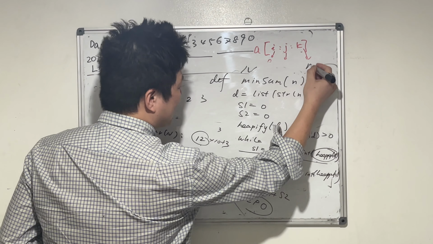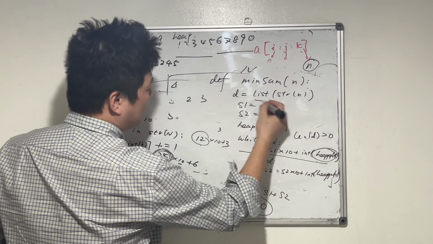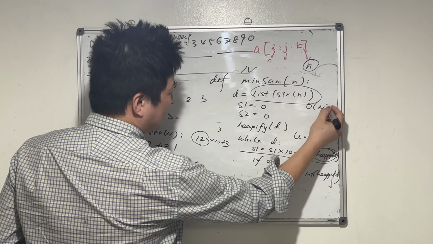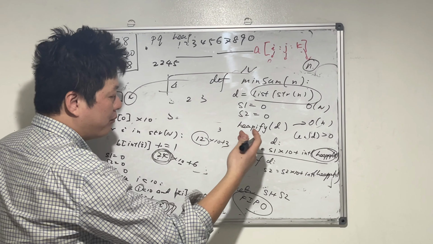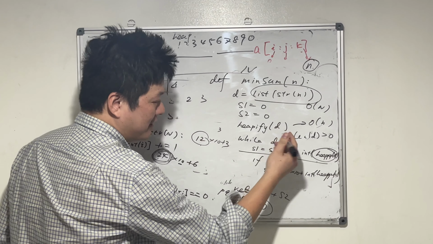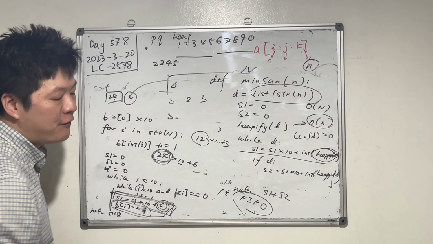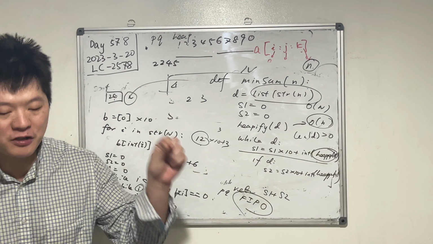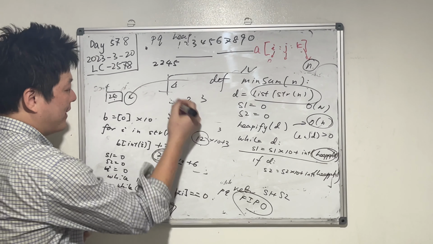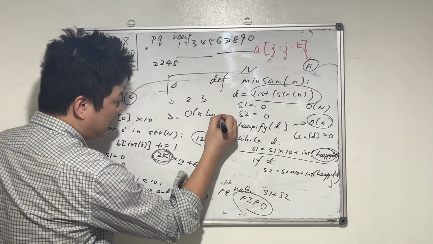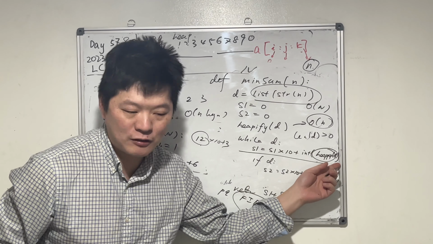If there are n digits, we need to convert it to a list. Heapify is O(n). If we are building a heap out of an array, it is O(n). But if we are building a heap by heap pushing an element n times, that's O(n log n). That's the difference. Now heap pop is log n.